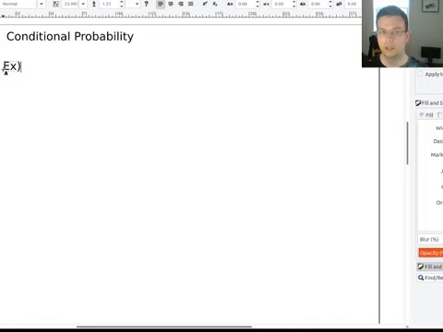Okay, now I want to talk about something called conditional probability, which is the basis for a lot of what we're about to do with statistical machine learning and artificial intelligence. So I'd actually like to start with an example.